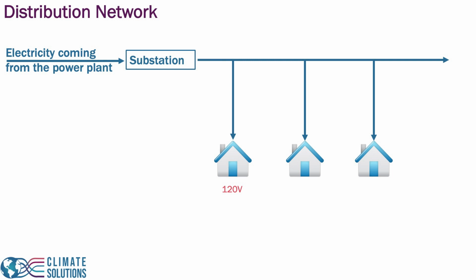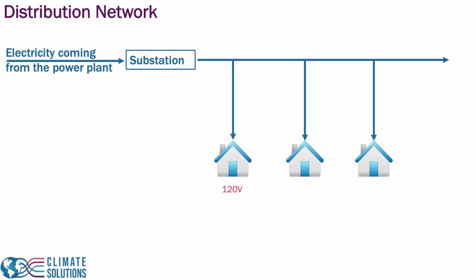So just to illustrate this, I have here on the left, electricity coming from the power plant at very high voltage. It comes into a substation. That substation sends electricity out to a network that's going to your house. And let's say you have a series of houses along a transmission line. So the first house is receiving power at 120 volts, the voltage we use here in the United States.